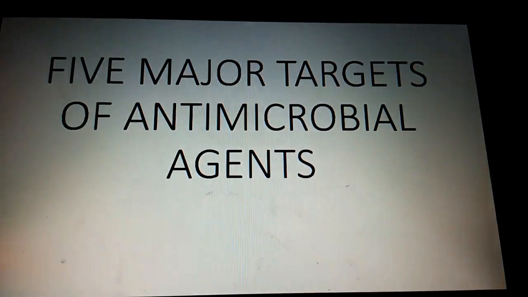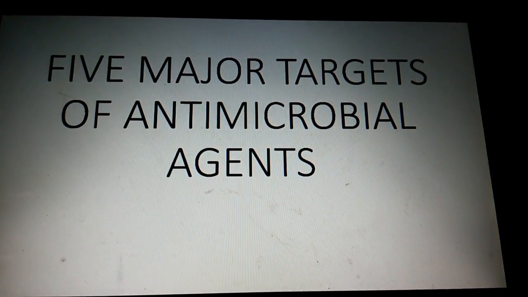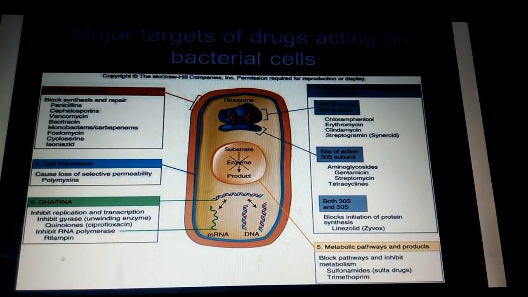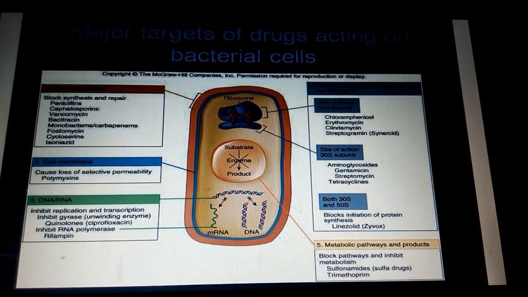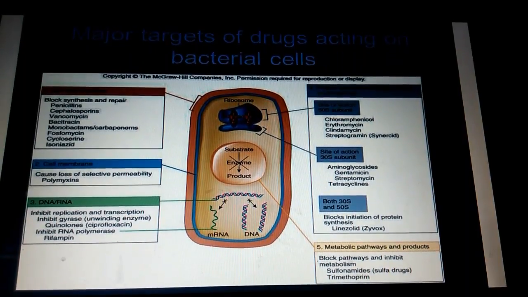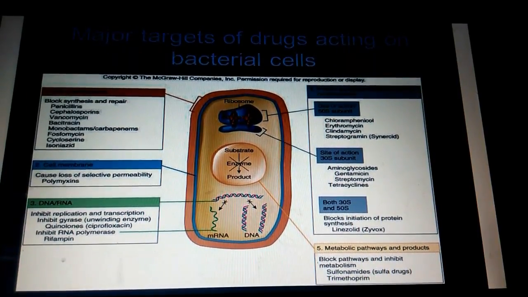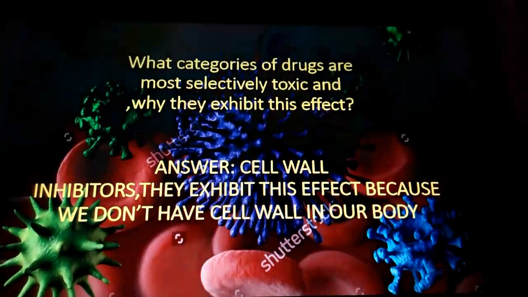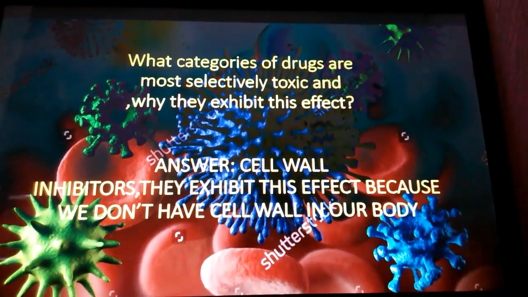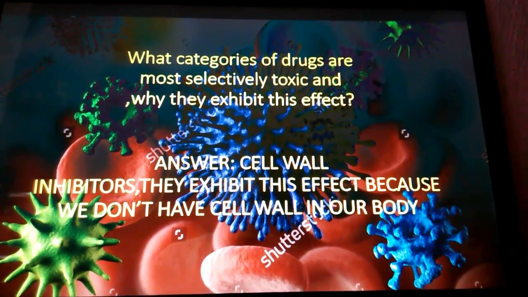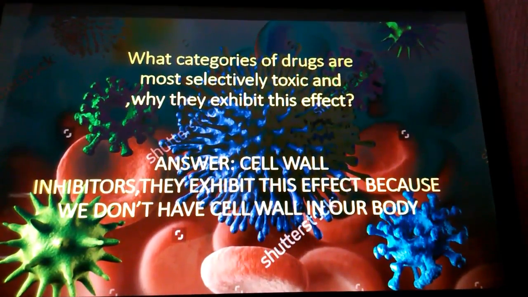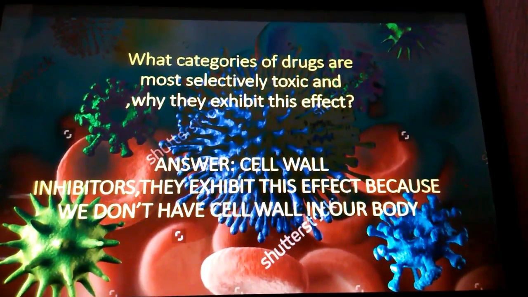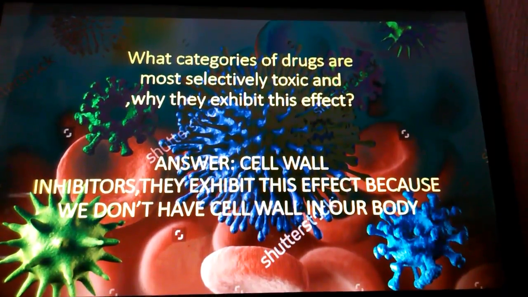There are 5 major targets of antimicrobial agents. They are inhibition of cell wall synthesis, inhibition of nucleic acid structure and function, inhibition of protein synthesis, inhibition of folic acid synthesis, and interference with cell membrane structure and function. So, what categories of drugs are most selectively toxic and why do they exhibit this effect? The answer is cell wall inhibitors. They exhibit this effect because we don't have a cell wall in our body.